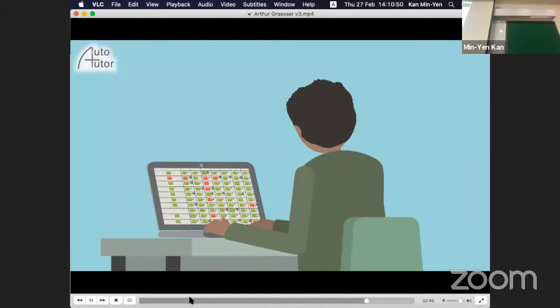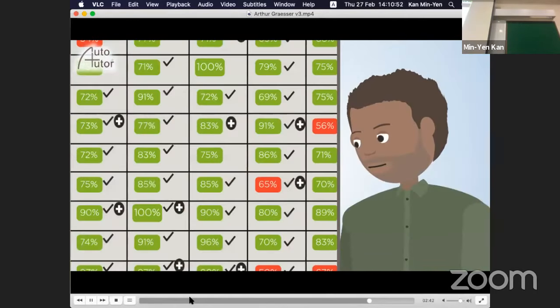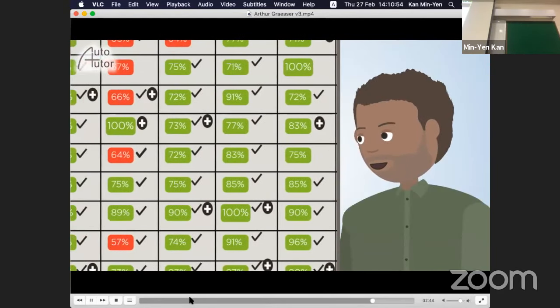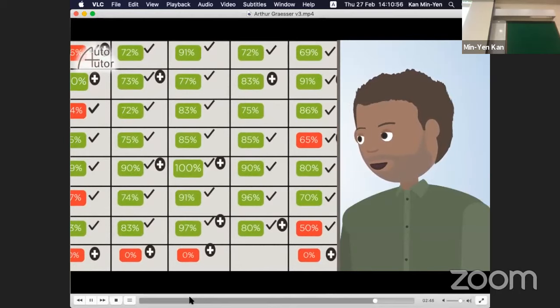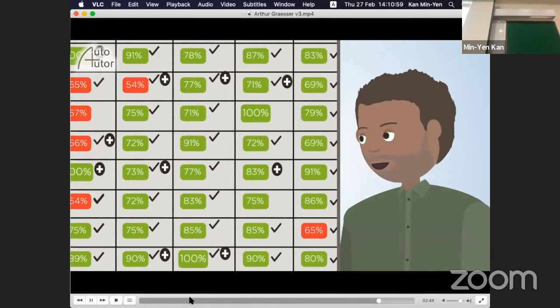The scores of the human learner are shown. An individual learner's assessment is given in a performance grid. The teacher can scroll down for more information.